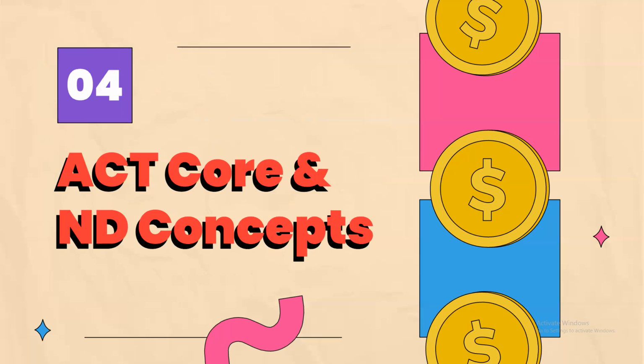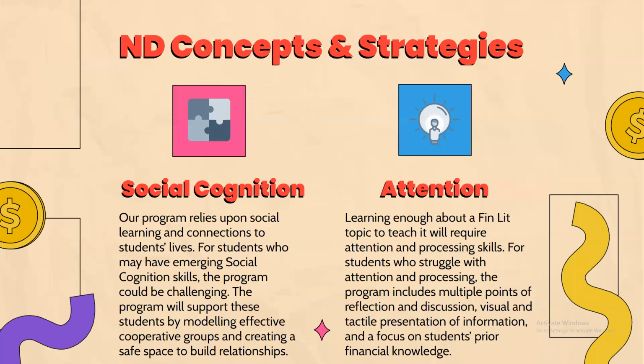And we were inspired by some of the ACT core concepts and some of the neurodevelopmental concepts. Social cognition is one that really stuck with us because we're going to rely upon social learning and connections to students' lives. So we really need to be cognizant of whether or not students have those skills and to support them and create a welcoming and cooperative environment.